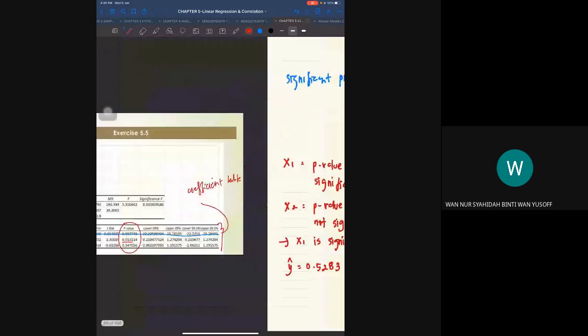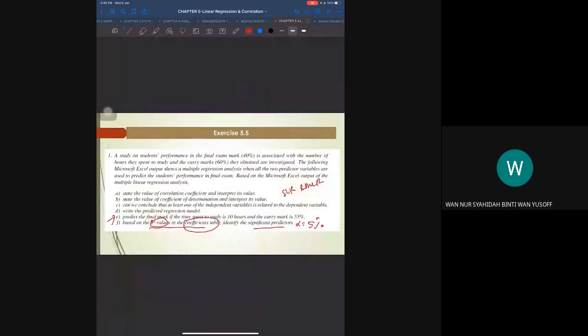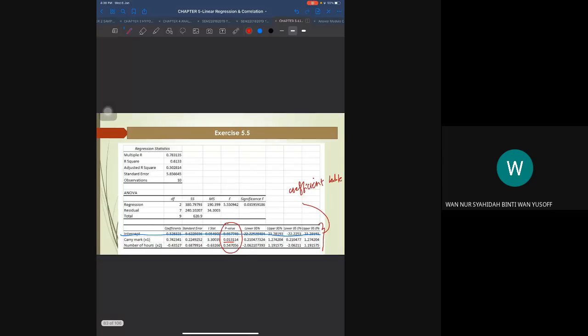But for this question, E is not based on the significant predictor. So for question E here, we use the model that we wrote in D, the full model. If you have a question like predict the value based on your answer in F, then we use only the significant predictor.